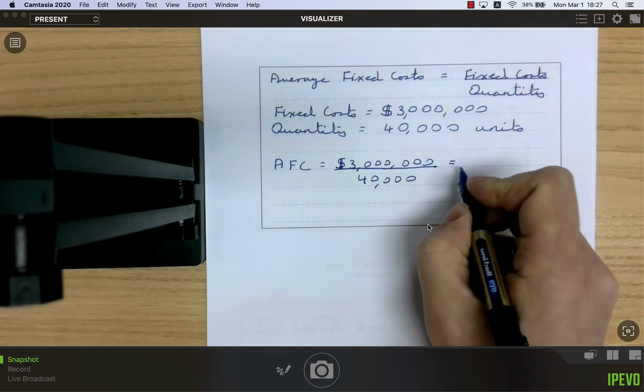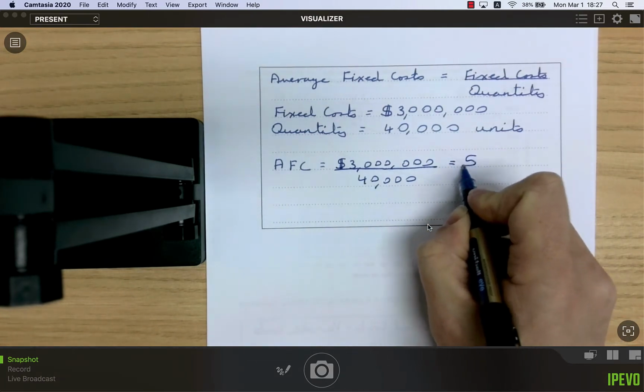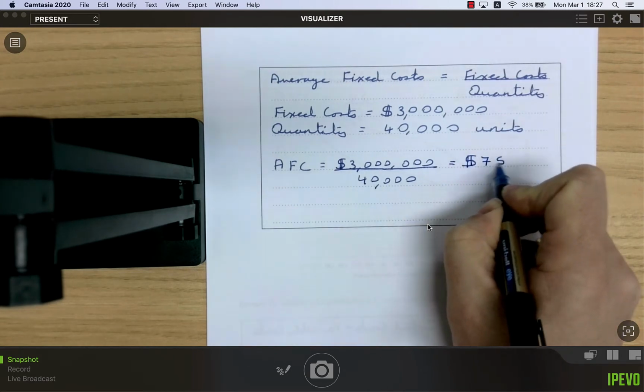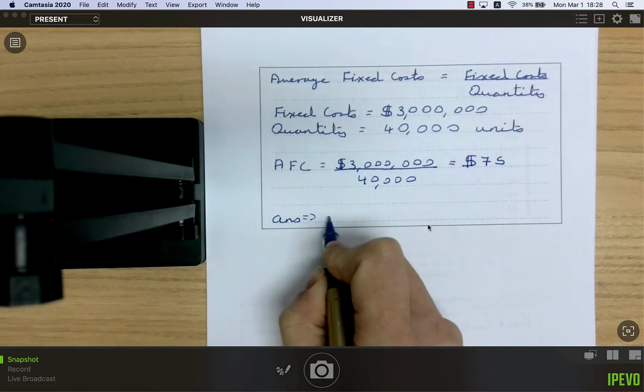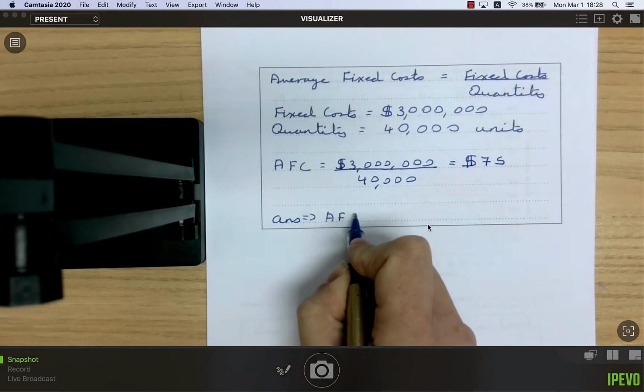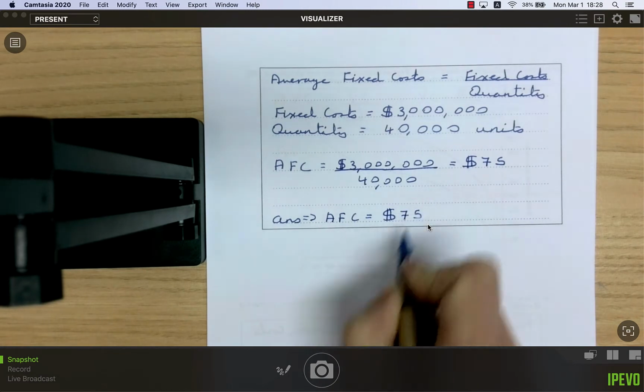Now, I've just got all the answers here, but of course you guys should take out a calculator and stuff like that, and the answer is 75. And all I'm just going to do here, just to be kind of overly complete, is write down answer: average fixed cost equals $75, okay? That's what we're writing down there.